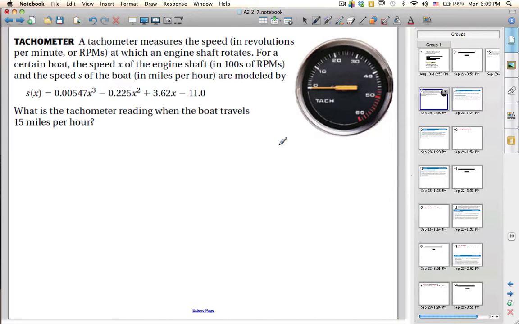So we're looking at a specific boat, and we have a model for the speed of the engine shaft in hundreds of RPMs and the speed of the boat in miles per hour. So the speed of the boat is s, and x is the speed of the engine shaft, and we can see then that depending on how fast the engine shaft is moving, that determines how fast the boat is moving in miles per hour. So what we want to know is, what is the tachometer reading? So what are the revolutions per minute of the engine shaft when the boat reaches 15 miles an hour? Before we solve this problem, we're going to work on some other ideas, but we'll finish this up at the end of the lecture.